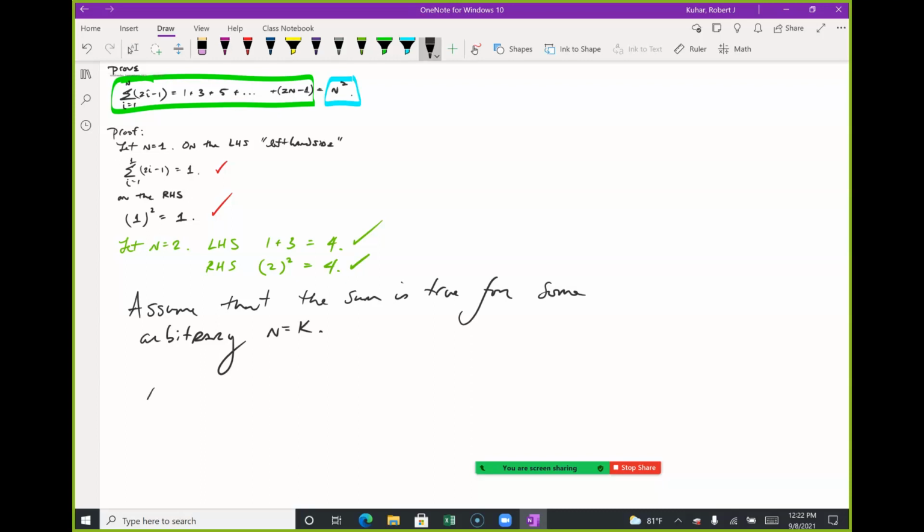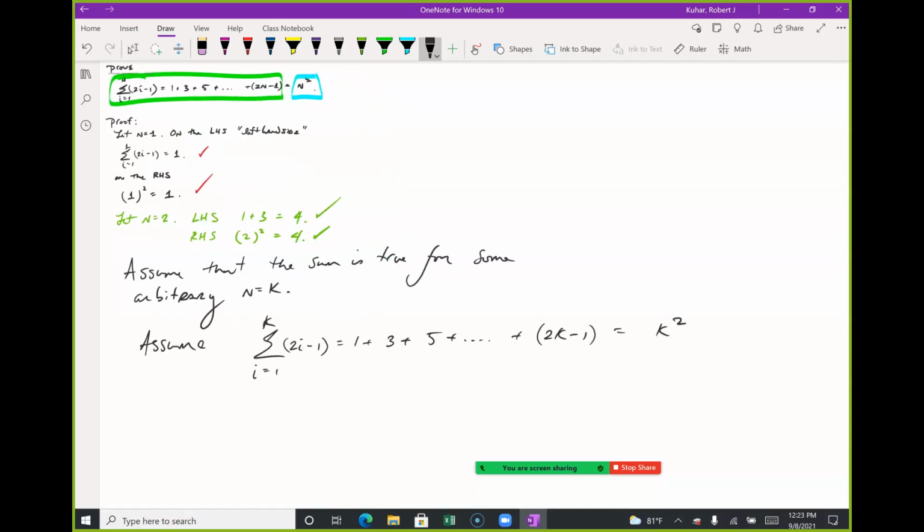So assume that the sum from i equals 1 to k of 2i minus 1 is 1 plus 3 plus 5 plus dot dot dot plus 2k minus 1 equals k squared. So yes, it seems kind of silly. All I've done is replace the letter n with the letter k. But the idea is I'm pretending it's a later value of n.